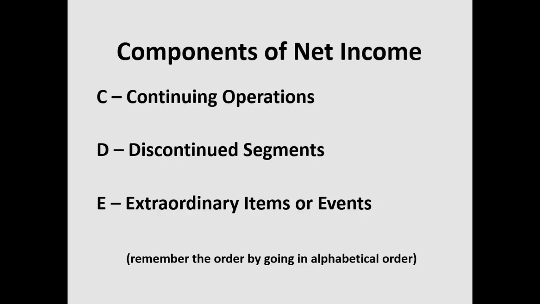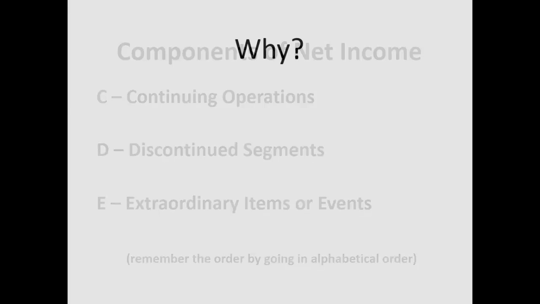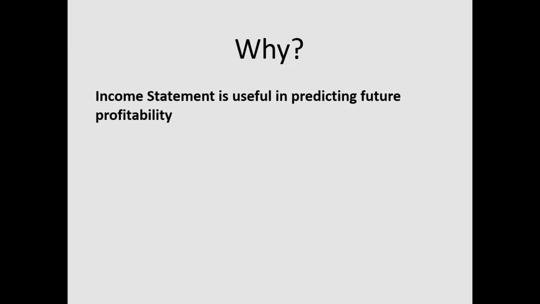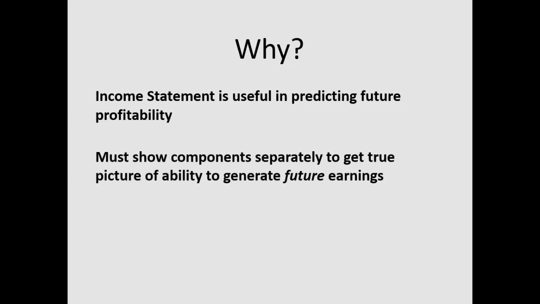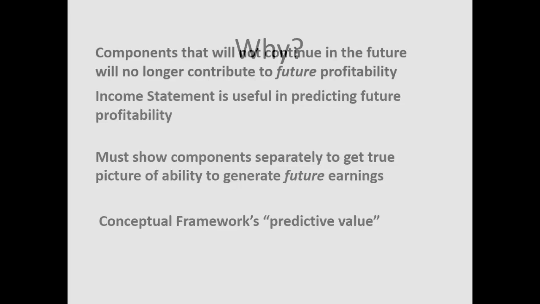Now, a way to remember this, it must go in this order. First, you have to show income from continuing operations. So notice it's in alphabetical order. But why? Well, the income statement is useful in predicting future profitability. But in order to do that, you have to show the components separately to get a true picture of the company's ability to generate future earnings. This goes along with the conceptual framework's predictive value.